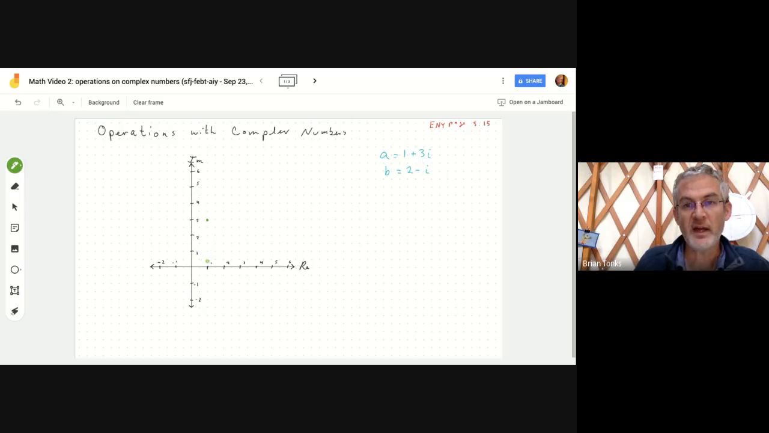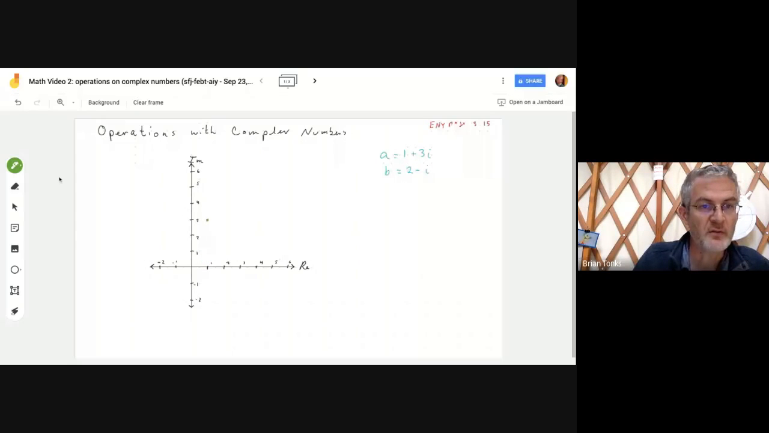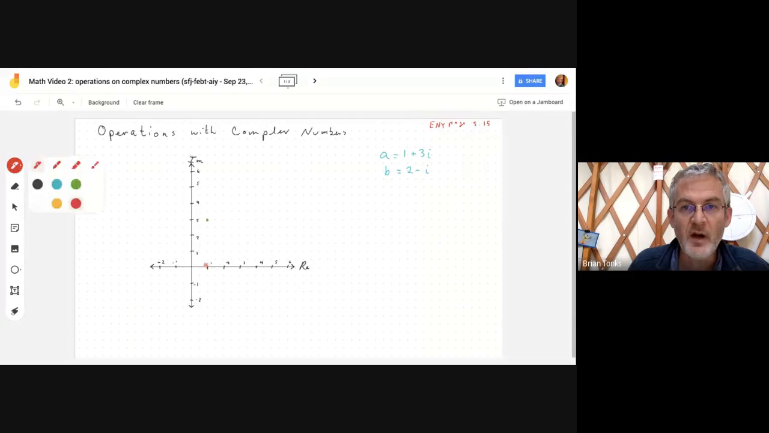And then we have b. Let's switch colors here. It is 2 minus i. So our real component is 2. And then this minus i is the same as if the coefficient were -1. So we'll plot it right down here. And that is b.